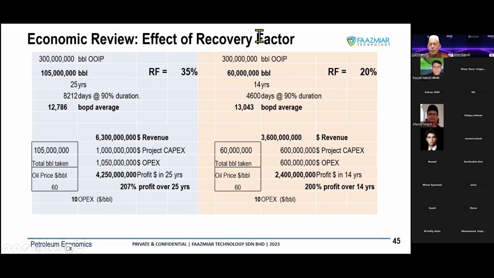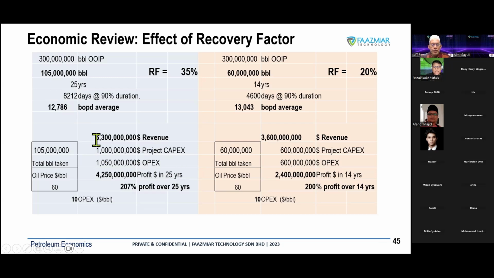So we run economics. For example, this reserve here, 60 million, will last about 14 years, based on the number of days to produce the amount, on average. So we have an average production of 12,000 based on this number of days. Then we calculate economics, for example, to produce the 105 million barrels. The project CAPEX is 1 billion, OPEX is also 1 billion, and then we have about 4 billion profit in 25 years.